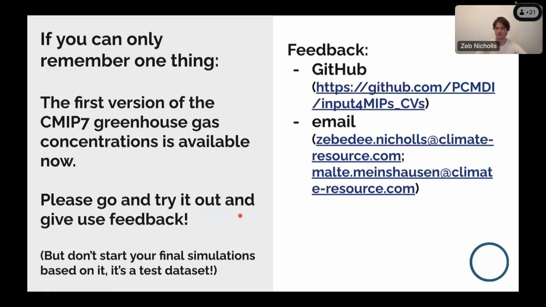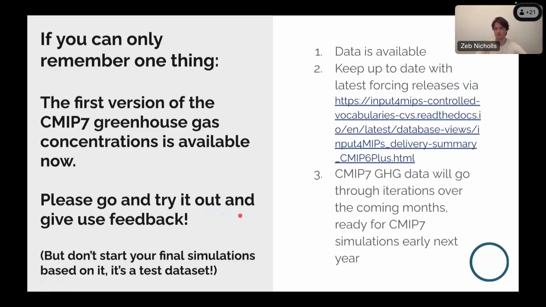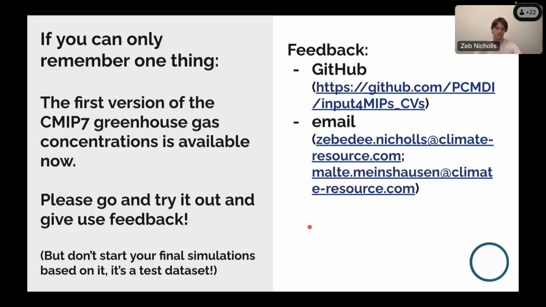Here are the key feedback links. As I said, GitHub and email. And then from the overall picture, the data's available. You can keep up to date with the latest forcing releases via our website, where we're trying to keep up to date with when things are being released and when they're expected to be released. The CMIP7 greenhouse gas data will go through iterations over the coming months, and we're aiming to be ready for simulations early next year. So I will stop there, leave those links up, and then pass back to Beth to moderate questions.